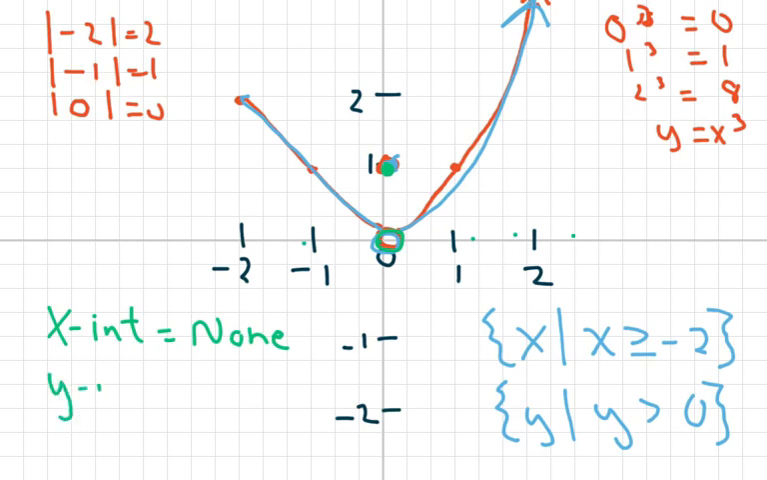So our y-intercept is (0, 1). And that's how you would do a piecewise function. And we'll do more of those in class. Okay, now let's go to do the step function.